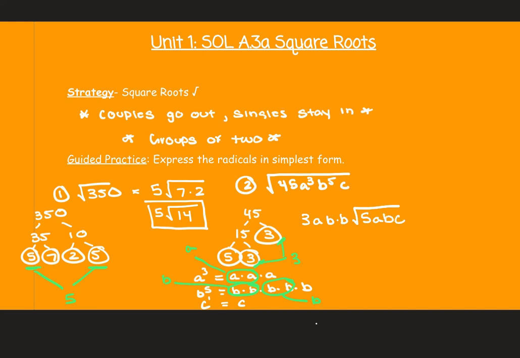So again, I can simplify this. What is B times B? B times B is going to be B squared, so I have 3AB squared times the square root of 5ABC.